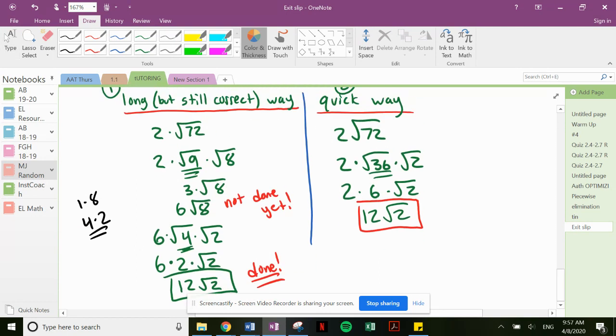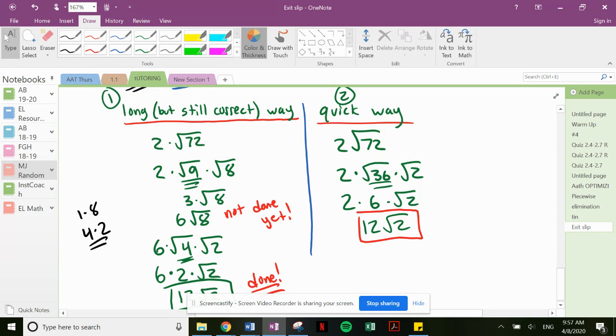So the lesson here is to always look for the largest perfect square and write that first, and it'll make things a little bit quicker for you.